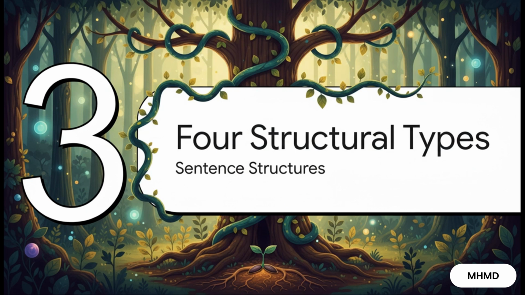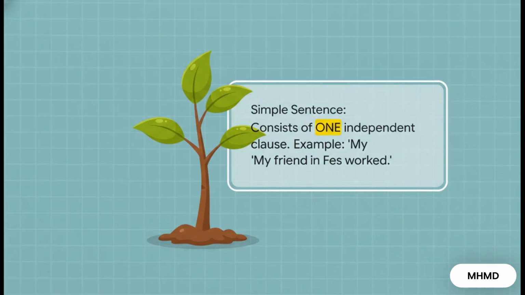Section 3, the 4 structural trees. How do we take these saplings and vines and start combining them to build a whole forest of ideas? Well, they come together to form 4 different types of sentences, 4 distinct structures. Let's break down how they're built. First up, we have the simple sentence, and it's exactly what it sounds like, one strong sapling. That means it has just one independent clause.